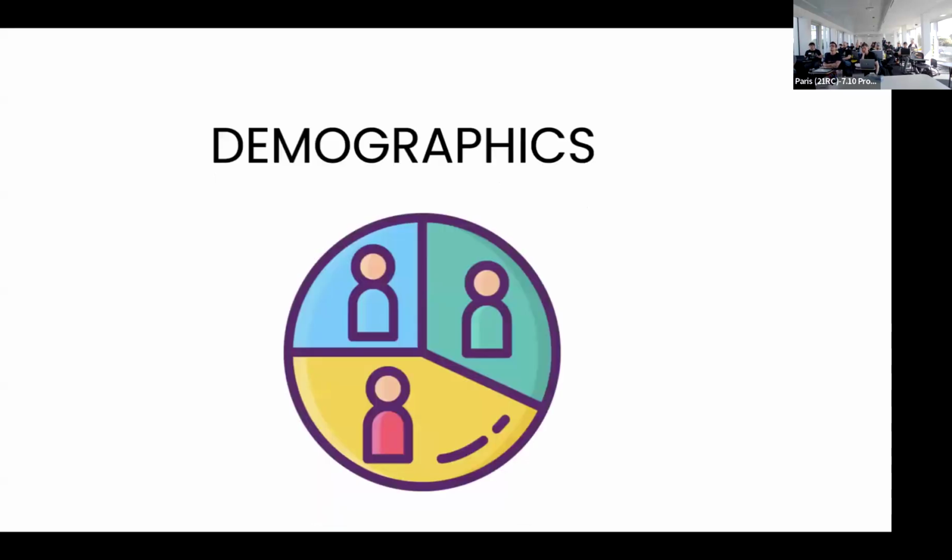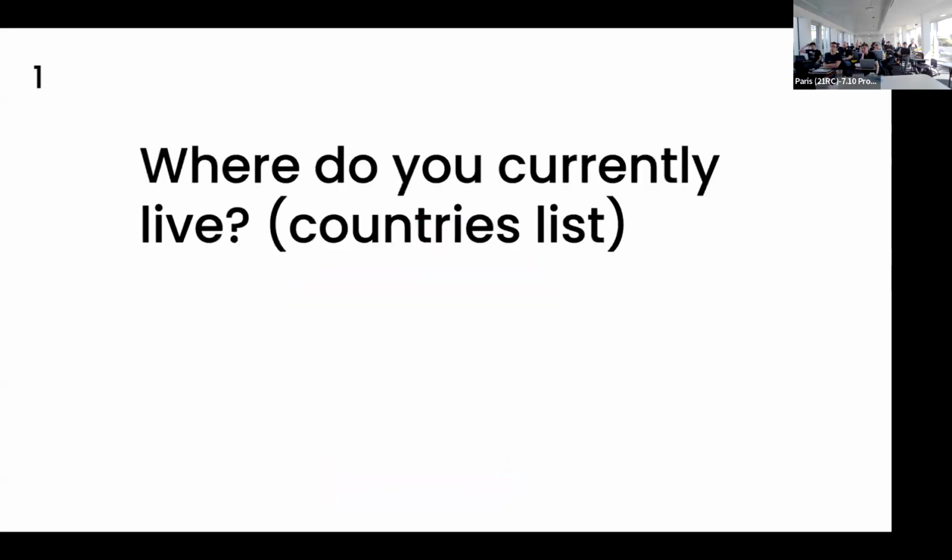Okay, first part is demographics. We start by asking where they are based and this kind of stuff. So the first question is, where do you currently live? Ideally we should have a list of countries, and you should be able to insert the country where you live.